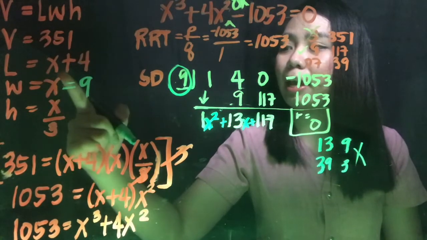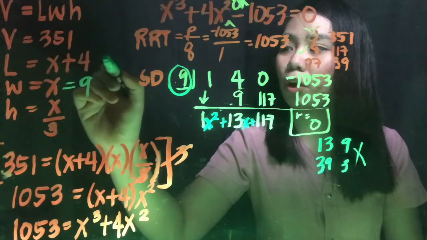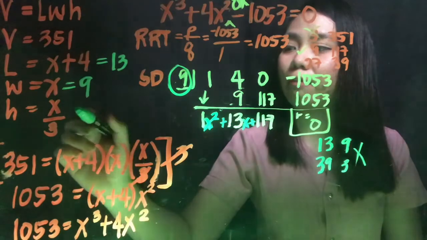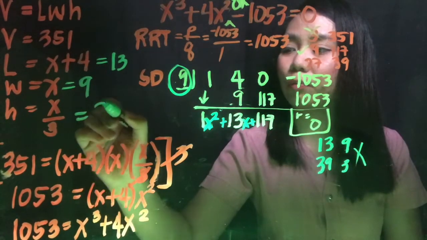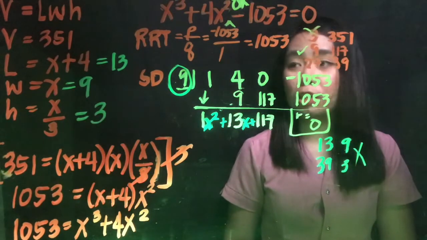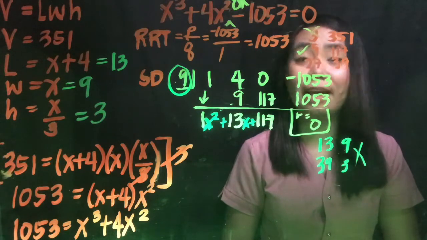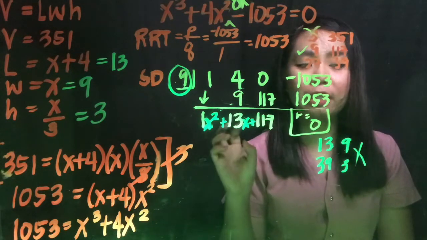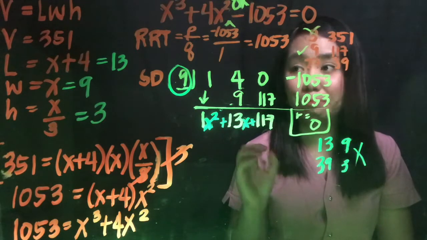And then for the length, that's 9 plus 4, which is 13. And for the height, you now have here 9 divided by 3, which is 3. So since you already have your length, width, and height, do not forget to answer the question, what should the dimensions of the cake pan be?